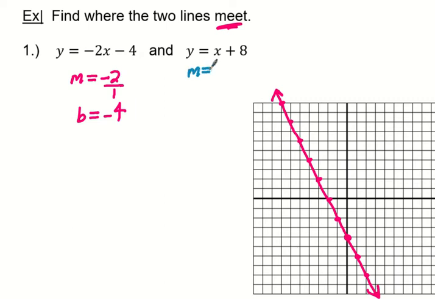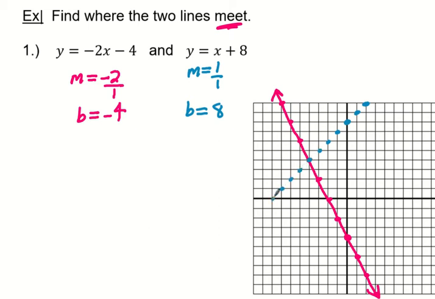So what's m going to be here? Y equals mx plus b. It's in that form. So m is what's in front of x, which is really just a 1, and so 1/1. My y-intercept looks like +8. 1, 2, 3, 4, 5, 6, 7, 8. Up 1/1, up 1/1, even in the reverse direction.